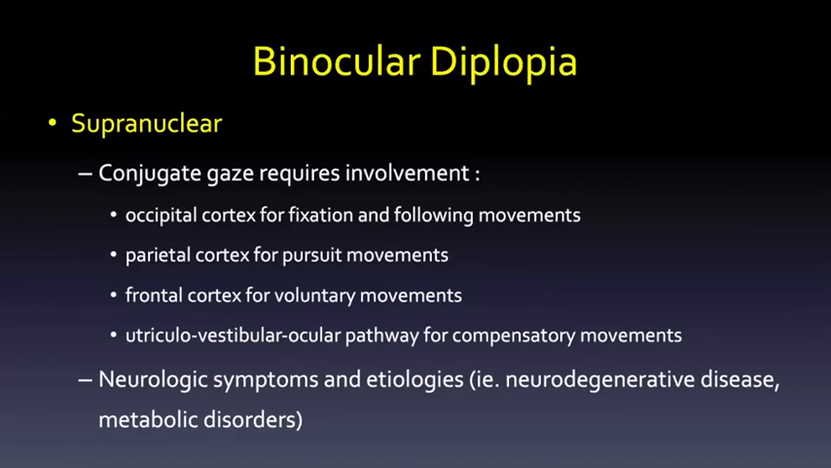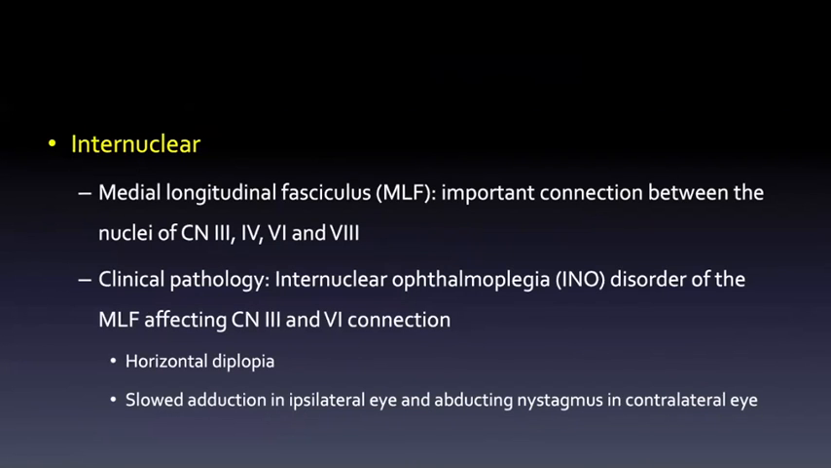Often pathology in the supranuclear pathway is a result of neurodegenerative disease or a more widespread metabolic disorder, and they do not typically present with an isolated binocular diplopia, but rather more widespread neurologic symptoms. The paramedian pontine reticular formation then receives input from those cortical centers and sends it to the ipsilateral cranial nerve 6 nucleus, which then sends signals through the internuclear pathway or the medial longitudinal fasciculus. Now, the internuclear pathway is an important pathway connecting the nuclei of cranial nerves 3, 4, 6, and 8 so that conjugate gaze is possible.